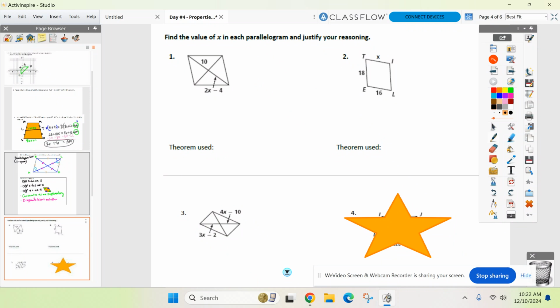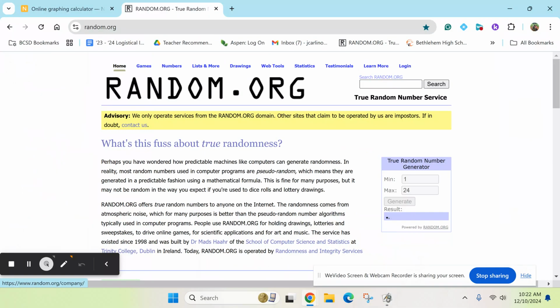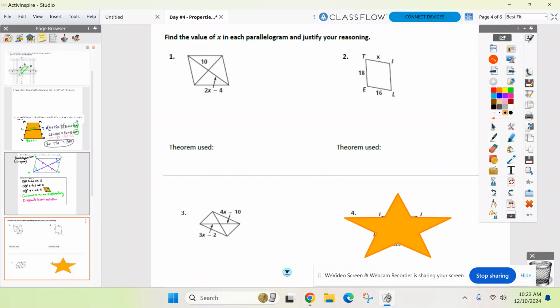Find the value of x, then I want to know what property you used. So I have 10 on that partial diagonal and 2x minus 4 on the rest of it. Using our properties of parallelograms, what do I know about the 10 and the 2x minus 4? Henry? The diagonals bisect. So those two are congruent. Yes, so 10 is equal to 2x minus 4.